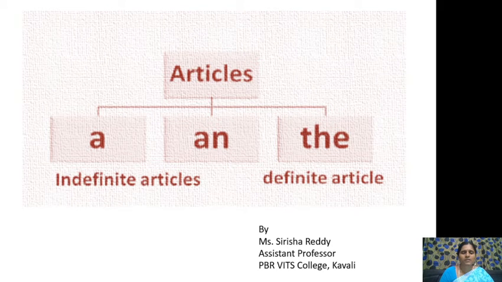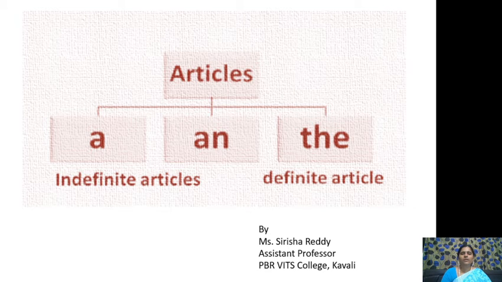Hello students. In this video lecture, we are going to learn about articles. Of course, this is for higher classes onwards. So we have three articles: a, an, and the. A and an are treated as indefinite articles and the is referred to as the definite article.